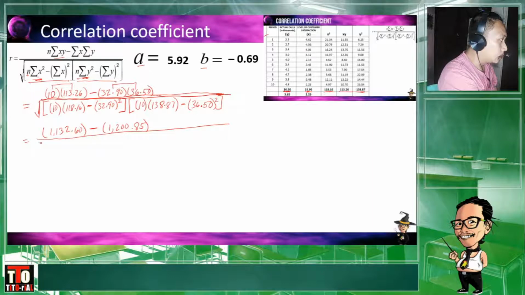Another line. Why did I add one more line? Because this is the square root side. Okay? Let's put a bracket. So, this part first: 10 times 118.16. So, that would be 1,181.60.